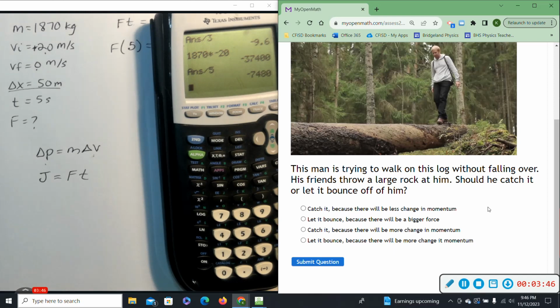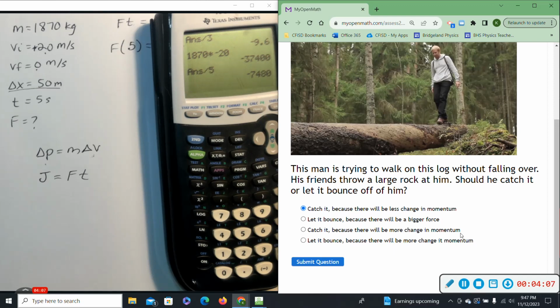Catch it, because there will be less change in momentum. Okay, that's what we just talked about. If you catch it, there will be less change in momentum. Let it bounce, because there will be a bigger force. It would absolutely be a bigger force if it bounces, which is why he shouldn't do that. Should he catch it or let it bounce off? He should not do that. You don't want bigger force.